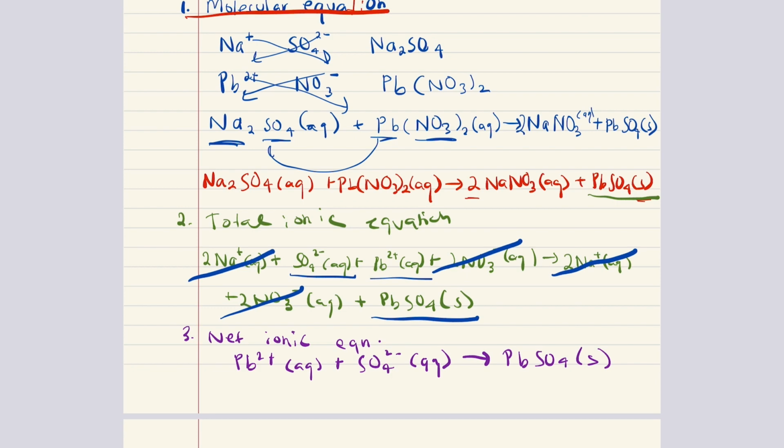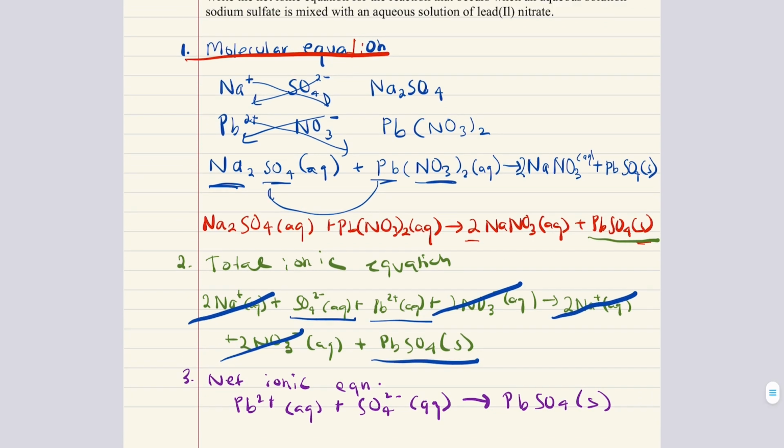All right. So the takeaway message is, remember these points. 1, only strong electrolytes are written as ions. That means that you only separate strong acids, strong bases, and soluble salts. 2, all weak electrolytes, insoluble salts, and non-electrolytes are always written in their neutral form. Do not write weak acids and weak bases as separated ions. And then 3, be sure that all spectator ions are removed.